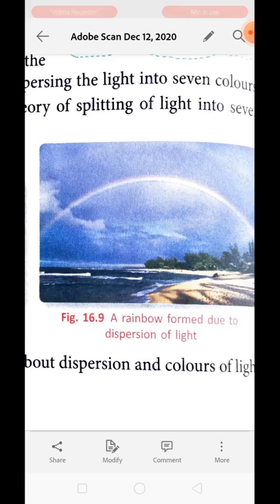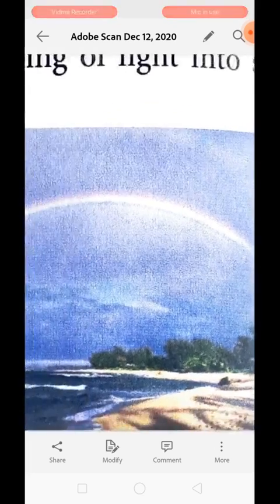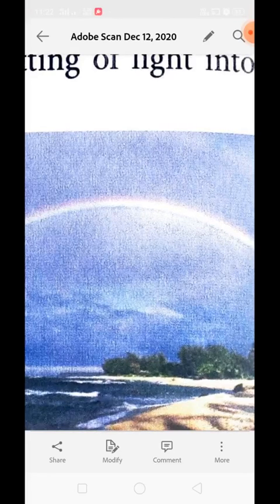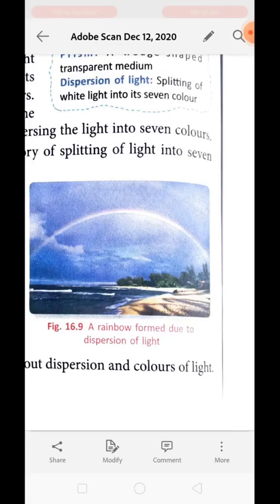What happened to the sunlight? The splitting of white light into 7 colors after passing through a prism is called dispersion. When sunlight passes through a denser medium, it becomes split. Its different colors become split to form a rainbow. Understood? This phenomenon is called dispersion. So what is dispersion? The splitting of white light into 7 colors after passing through a prism is called dispersion.